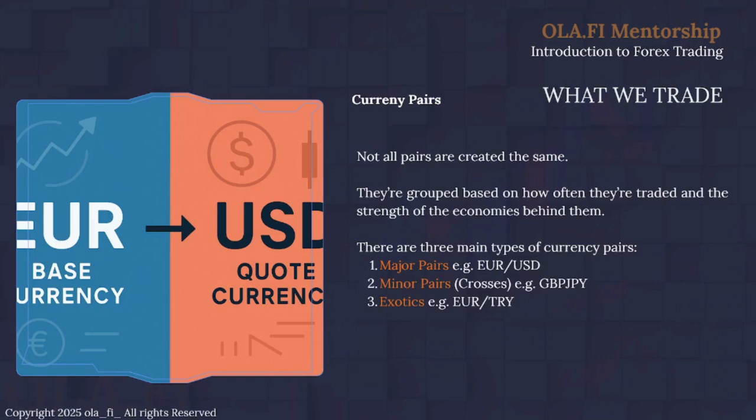Not all pairs are created the same. They are grouped based on how often they are traded and the strength of the economies behind them. So we have three major categories of currency pairs. We have the major pairs, we have the minor pairs, and we have the exotics.